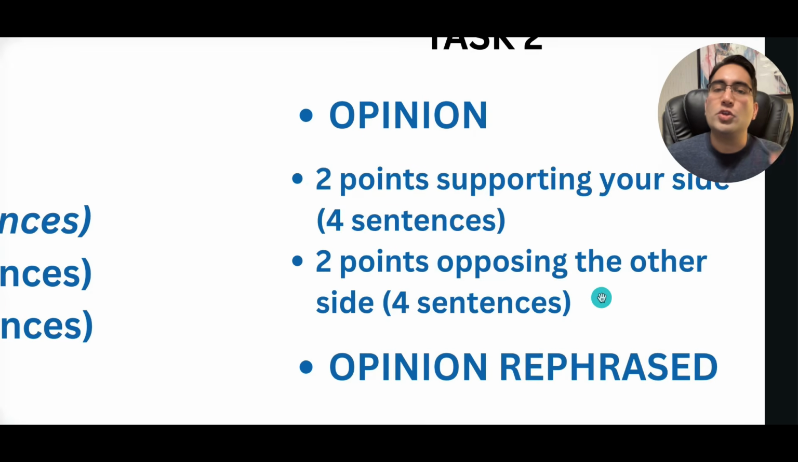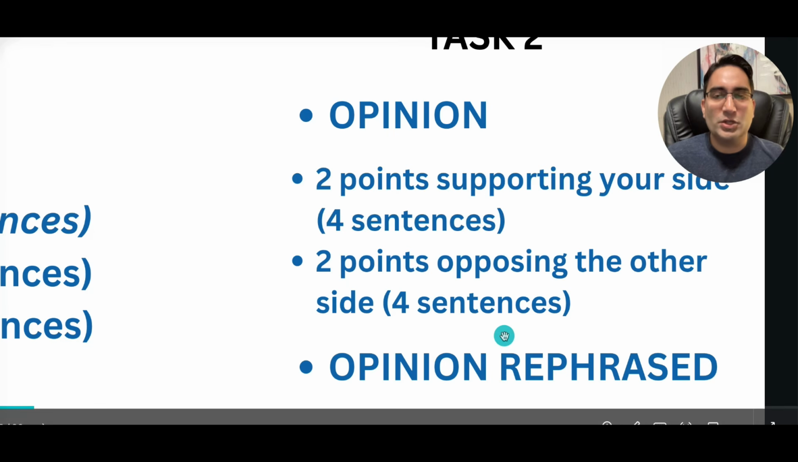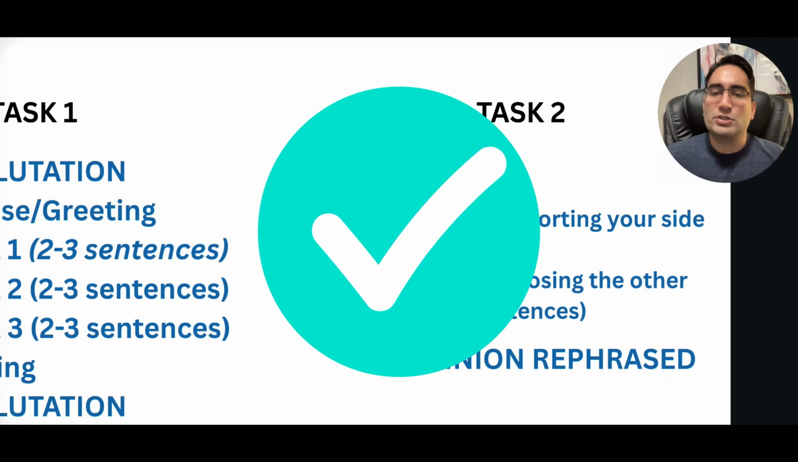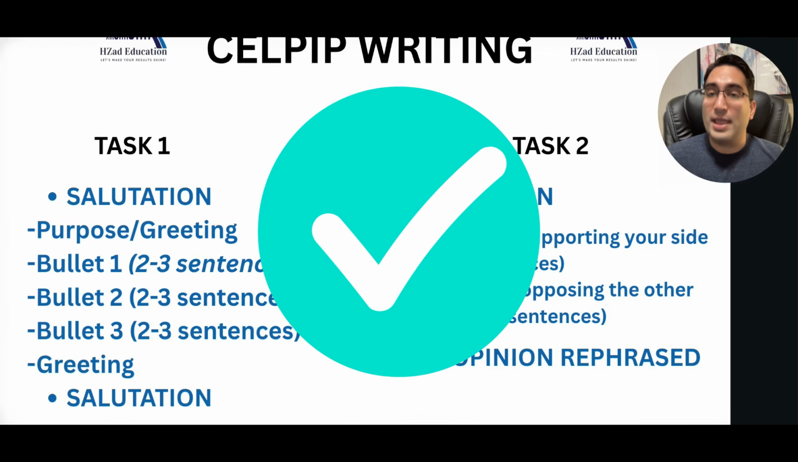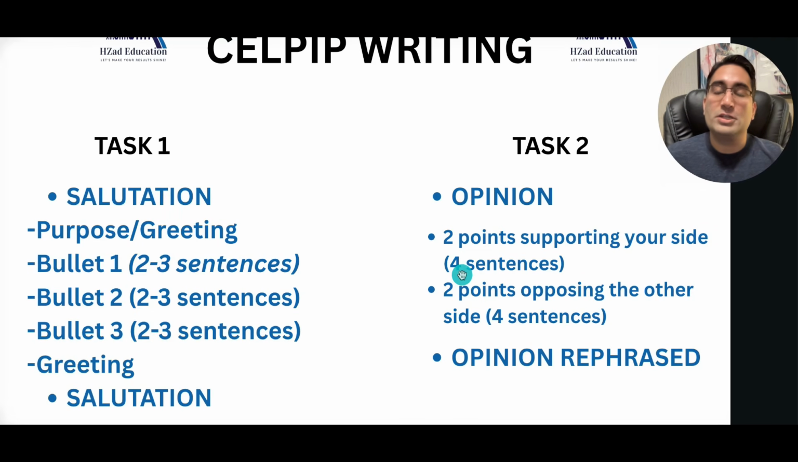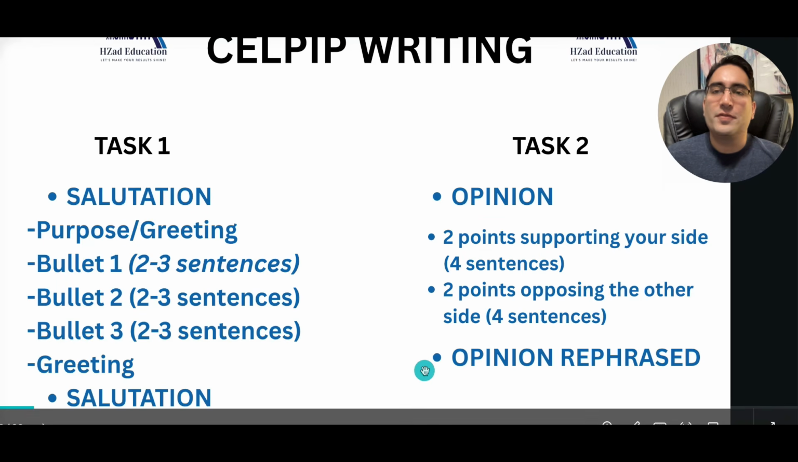In body 2, you should have 2 points opposing the other side, the one you did not select, and explain why that was a terrible option. They should also have 4 sentences in total. Once again, ensuring your task response is complete with each side being covered. Your words are enough, between 150 to 200, and your paragraphing fits the structure and flow for task response and coherence.